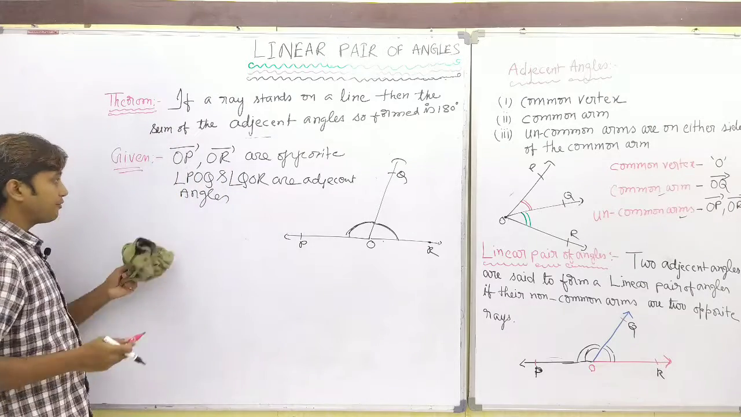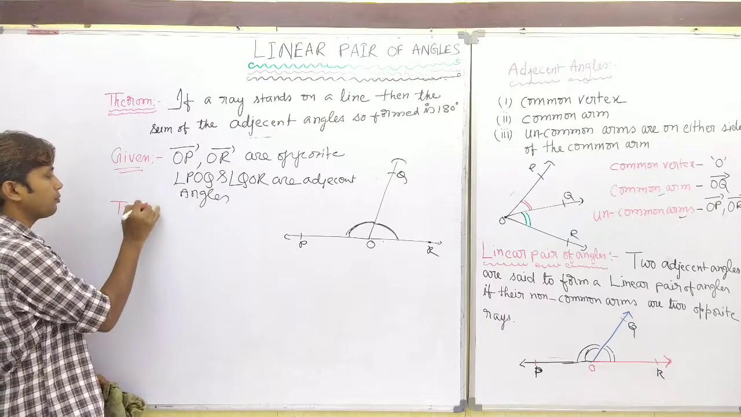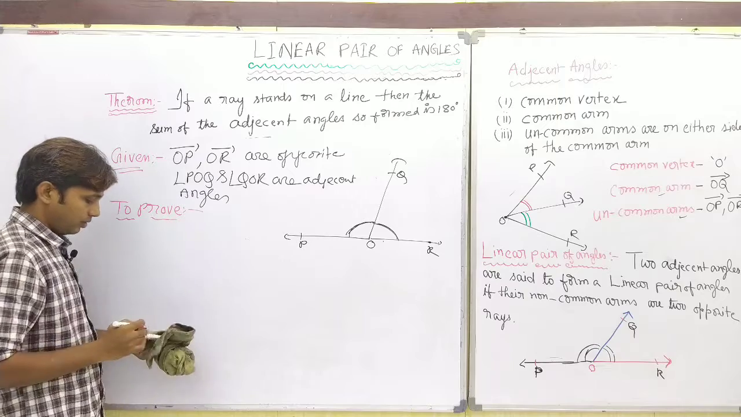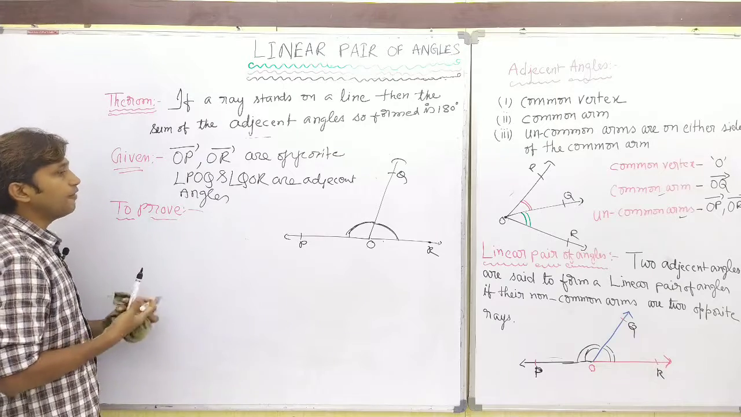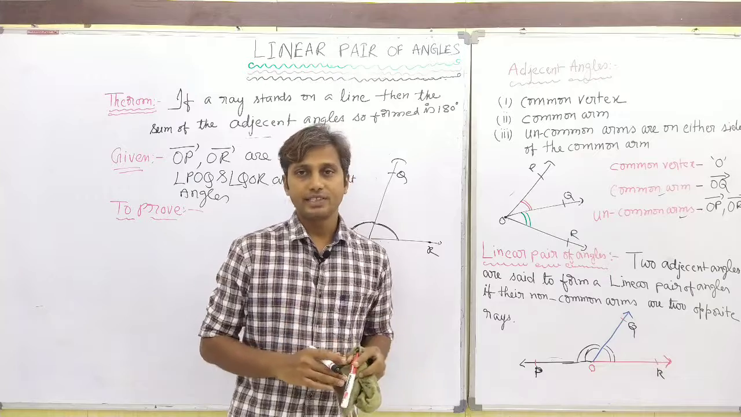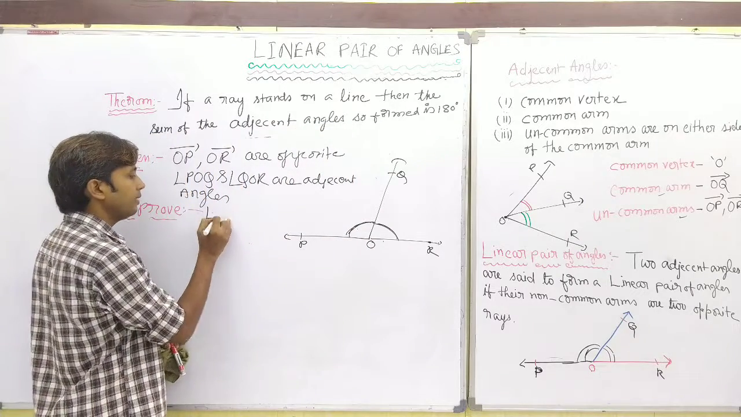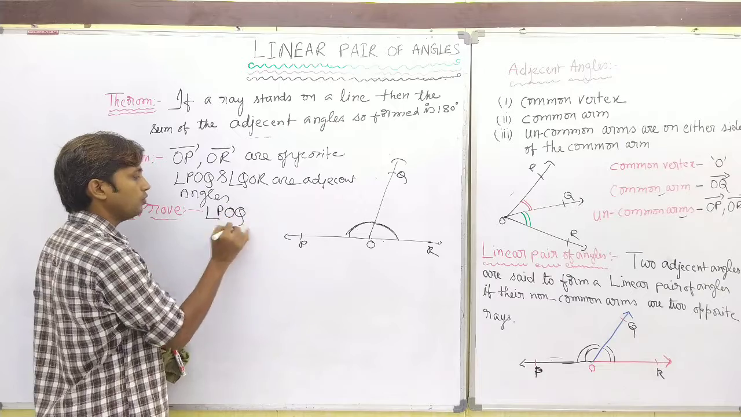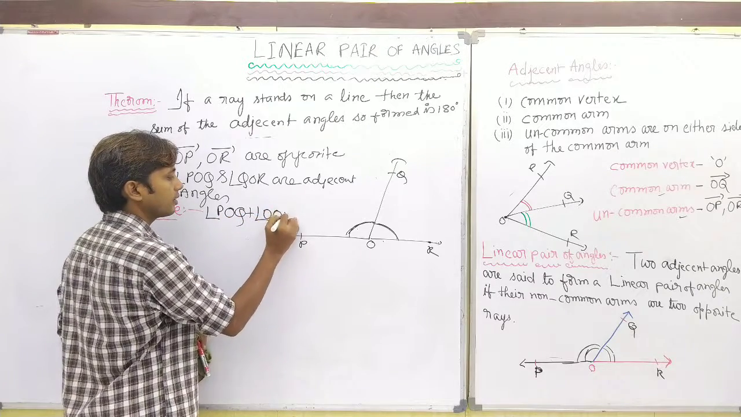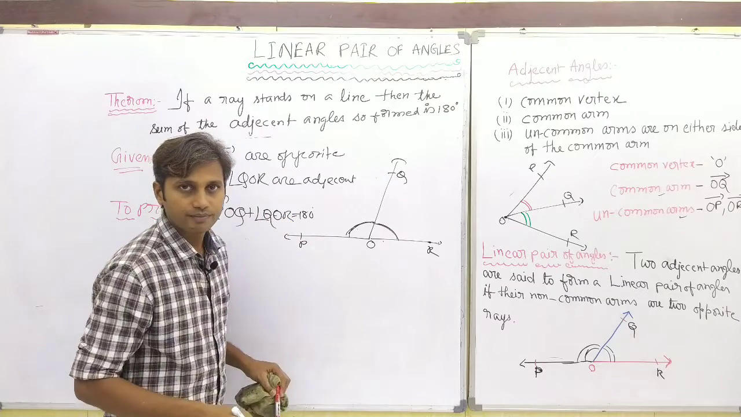And now what we have to prove, the conclusion. Now we have to prove that the sum of these adjacent angles must be 180 degrees. Means they are supplementary, we have to show it. That means angle POQ plus angle QOR equal to 180 degrees. This we need to prove.